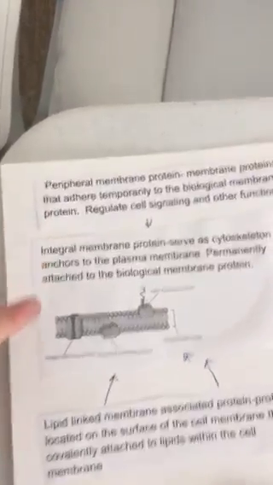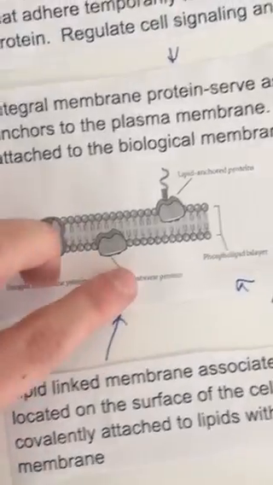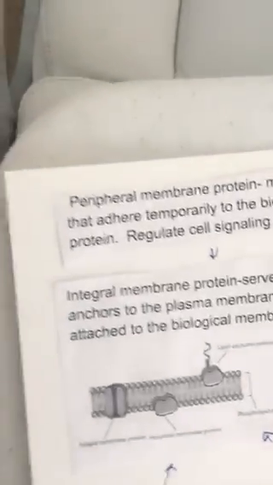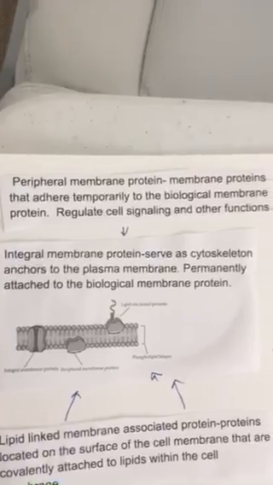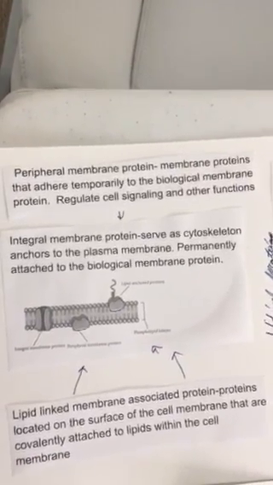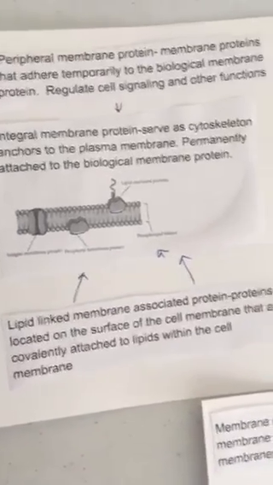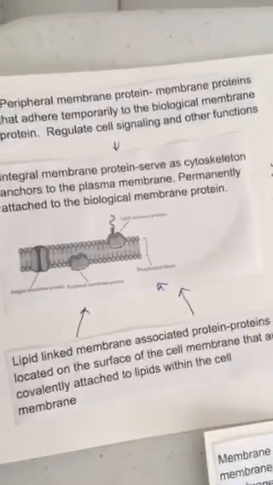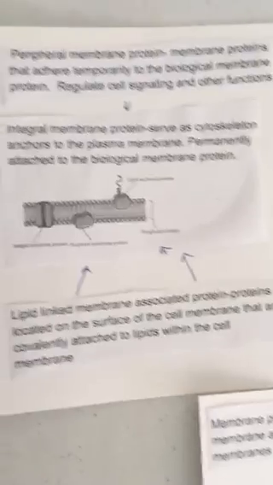So we have a picture right here which shows integral membrane proteins, peripheral lipid, and phospholipid as well. We start with peripheral, which is membrane proteins that adhere temporarily to the biological membrane. Protein regulates cell signaling and other functions. Integral proteins, membranous proteins, serve as cytoskeleton anchors to the plasma membrane, permanently attached to the biological membrane.